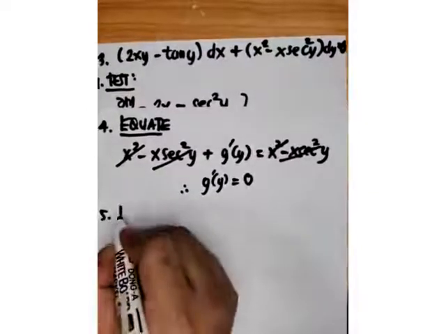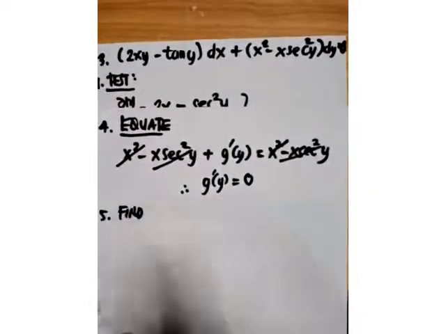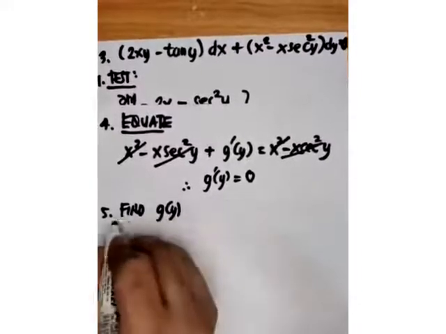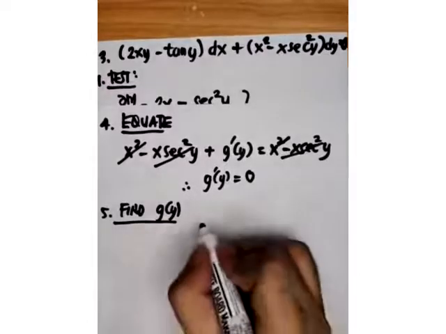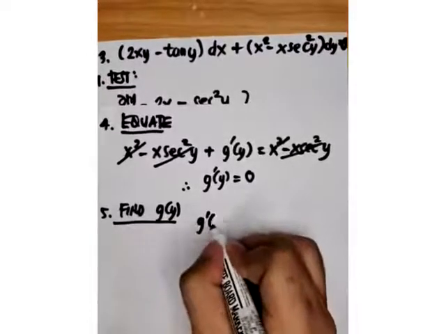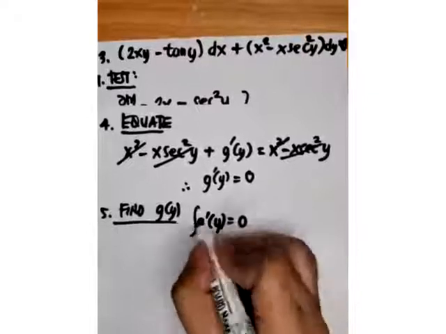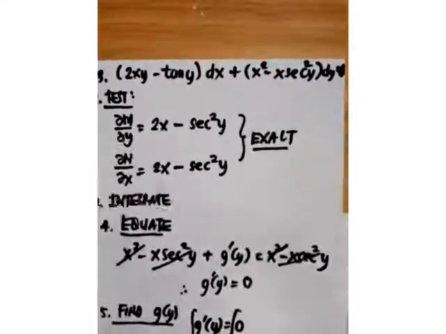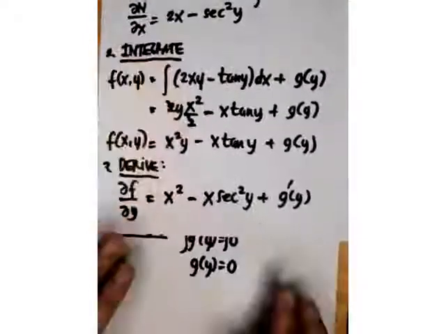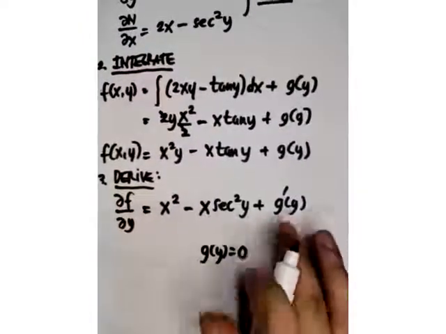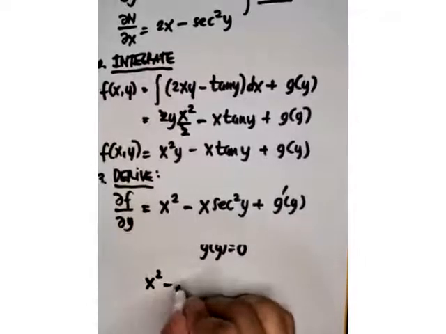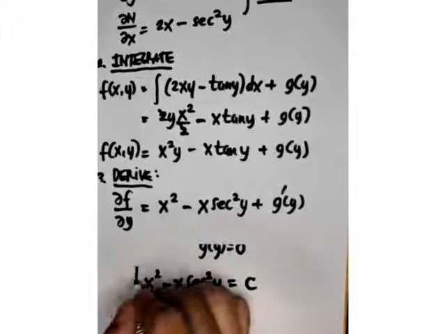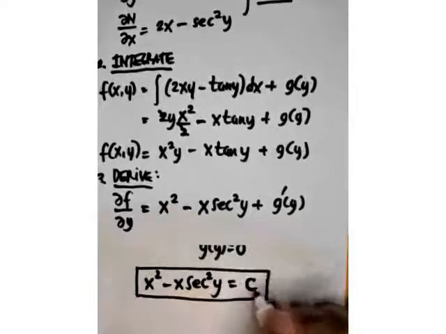So, fifth. Class, pag nagsosolve kayo, kahit wala na itong mga to, no? For instructional purposes lang to. Find g of y. Diretso na kayo sa mga steps natin. Since g of y prime is 0, syempre, integrate natin yan, g of y is still a 0. Ayan. 0 pa rin naman siya. Kaya babalik tayo dito. So therefore, kung 0 ito, so x squared y minus x tangent y is equal to c. So this is our general solution.